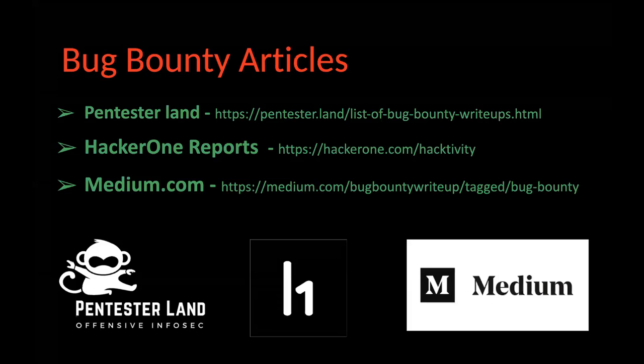Then HackerOne reports. In HackerOne, there is an option: once we find a vulnerability in a program, after it gets fixed, we can ask the HackerOne staff or the company to disclose the vulnerability. If they are willing, we can disclose it, and other researchers can also see the vulnerabilities in HackerOne Hacktivity.